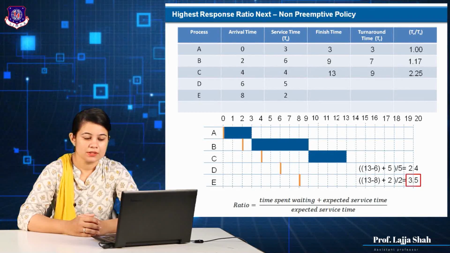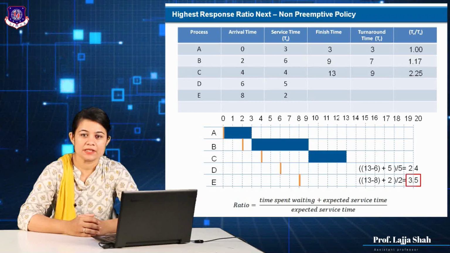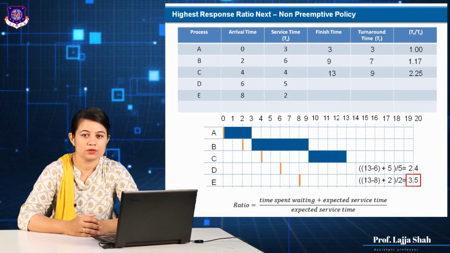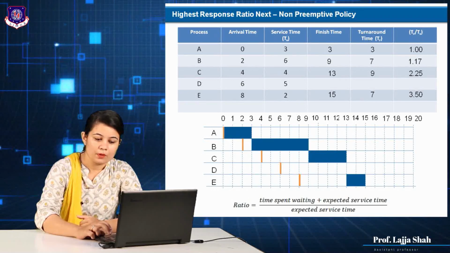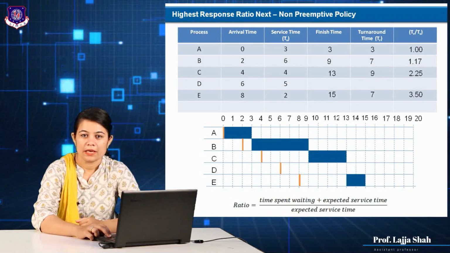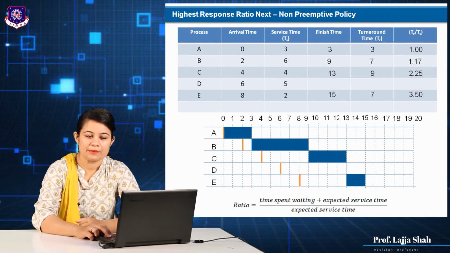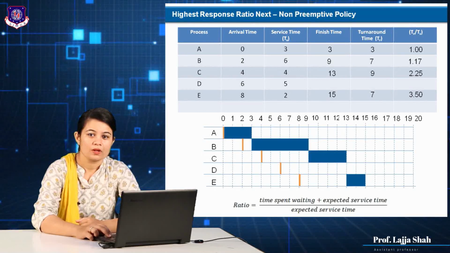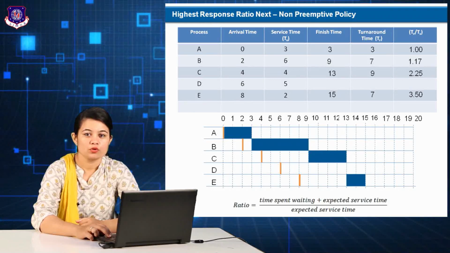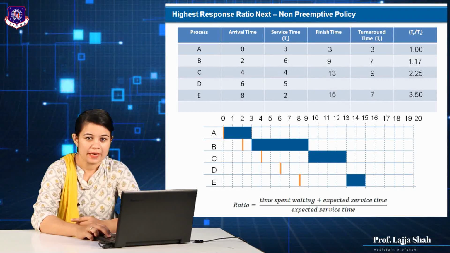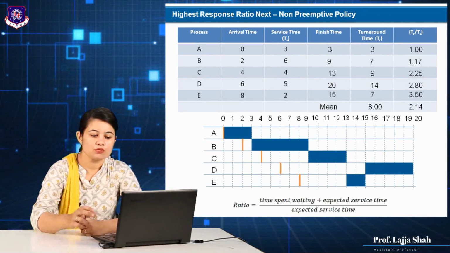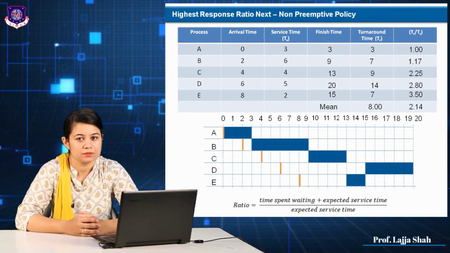Among these two processes, process E is having the highest value. So process E will be selected next for the execution. Process E will be successfully executed and its value has been put in the table, that is finish time, turnaround time and throughput. Last, we are left with only one process, that is process D. So no need to calculate a ratio, hence there is only one process. So process D will be executed for 5 seconds.